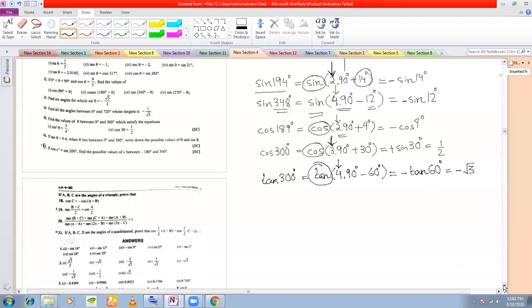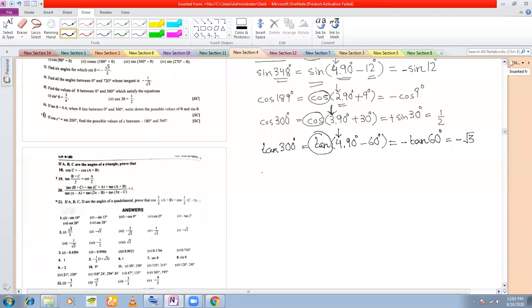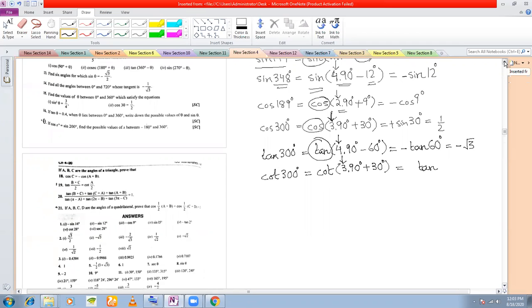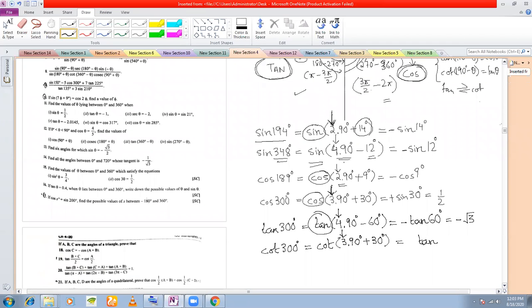Let us say I want to find out cot 300. Okay. I want to find out cot 300. How will I find out cot 300? This time I'll use an odd multiple. 3 into 90 degree plus 30 degree. Right? So 3 into 90 degree, clearly this is an odd multiple. So cot will change to tan. And 3 into 90 degree means I'm in which quadrant? Third quadrant.